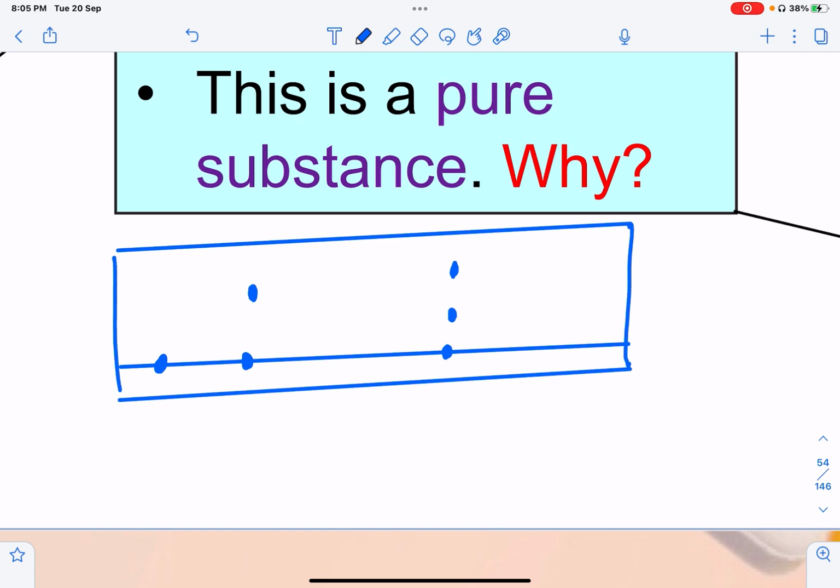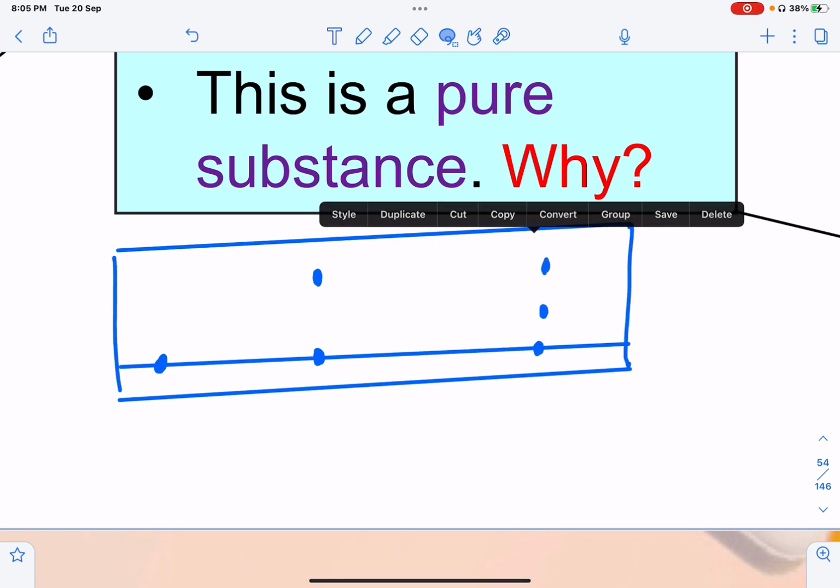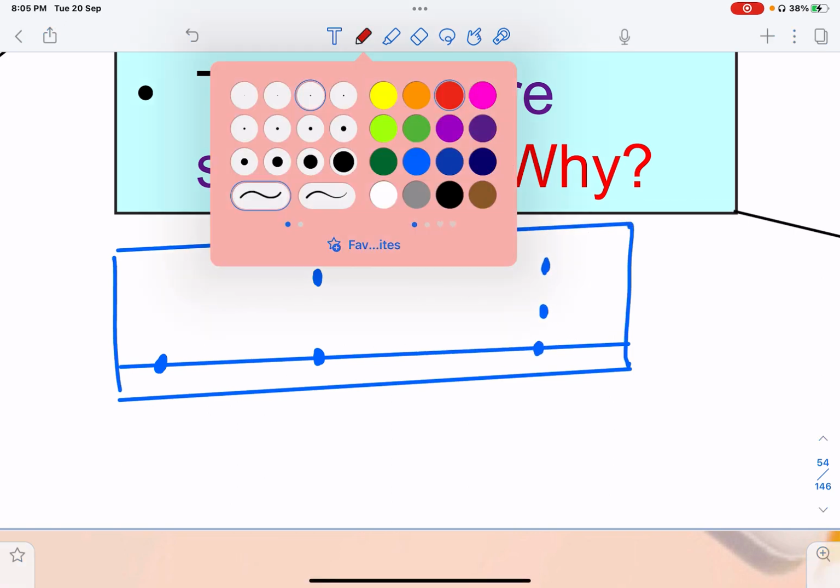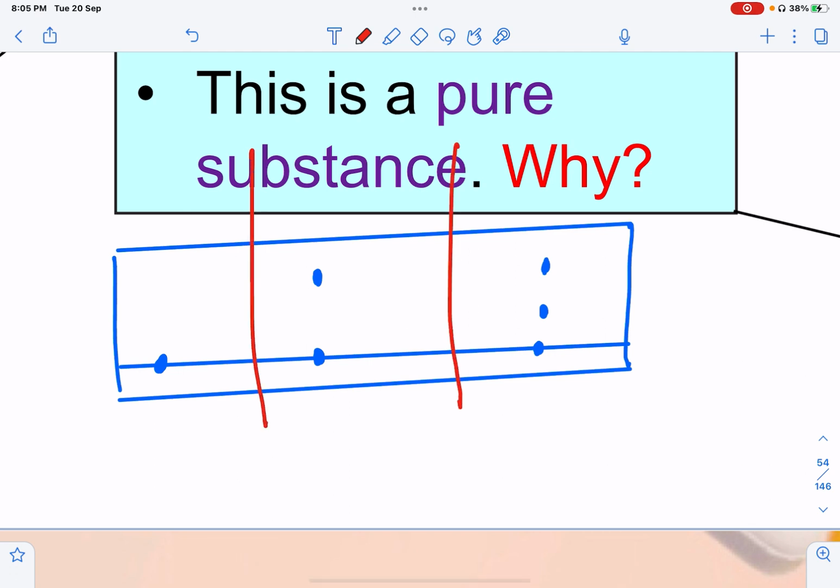So what is the key difference? Maybe I separate it so that it's clearer. Okay. So these are the three basic scenarios that you can have.